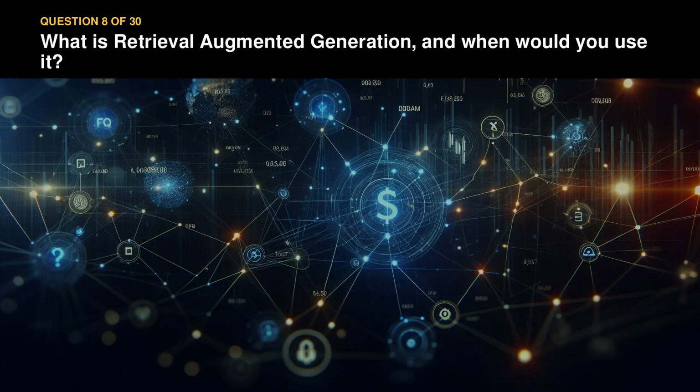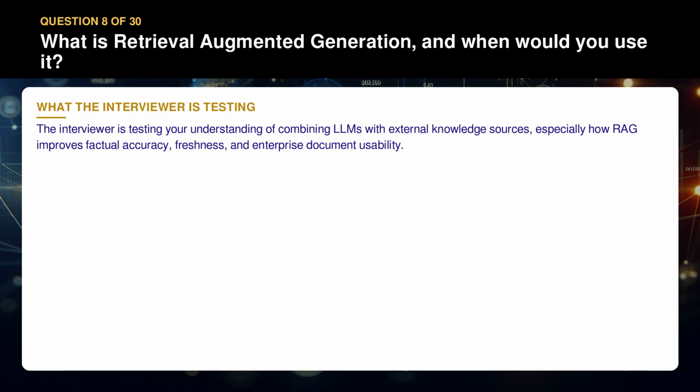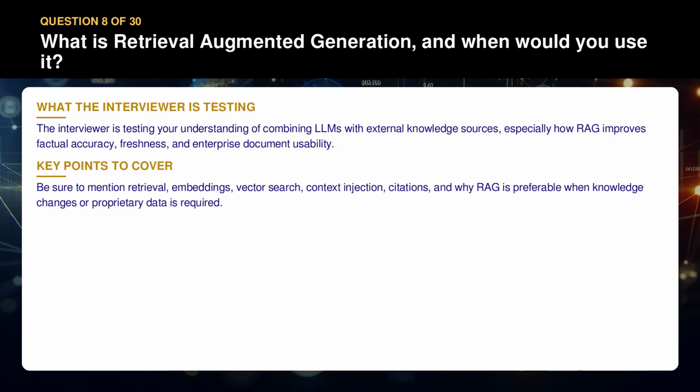Question 8. What is Retrieval Augmented Generation, and when would you use it? The interviewer is testing your understanding of combining LLMs with external knowledge sources, especially how RAG improves factual accuracy, freshness, and enterprise document usability. Be sure to mention retrieval, embeddings, vector search, context injection, citations, and why RAG is preferable when knowledge changes or proprietary data is required.